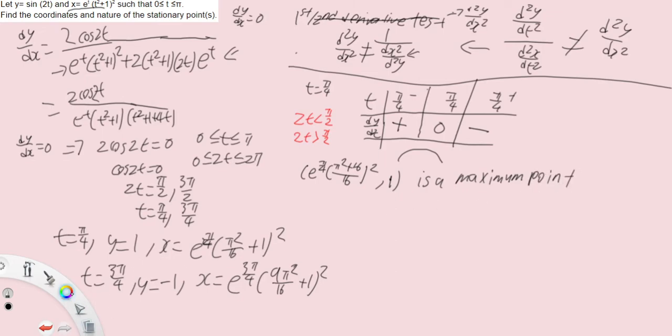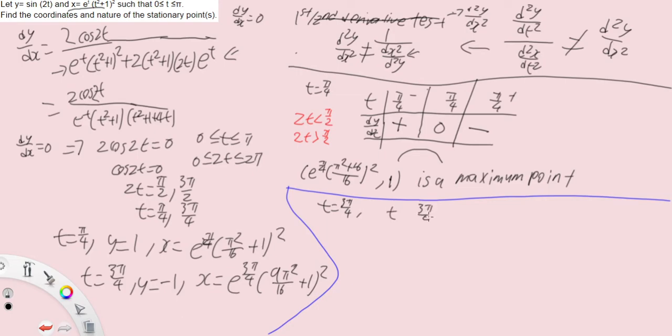Now we move on to the second point. Okay. Actually I should draw my line downwards. Alright, now t equals 3 pi over 4. Same thing here. We have t less than 3 pi over 4, 3 pi over 4, and 3 pi over 4 plus. Below will be dy/dx, and then the shape of the graph. At 3 pi over 4, dy/dx is 0, so we can just write that down.